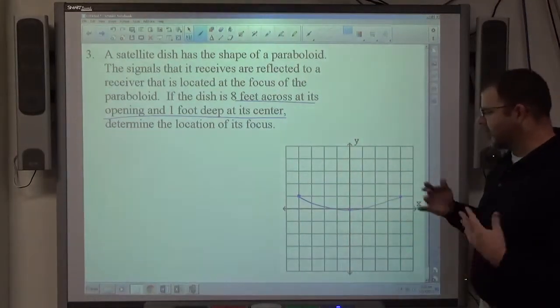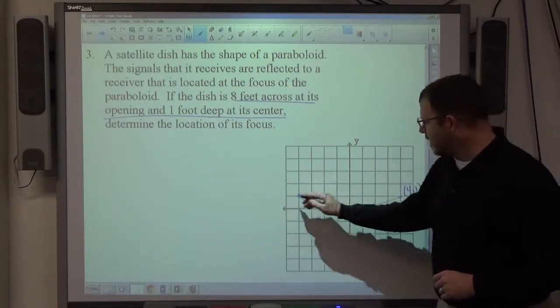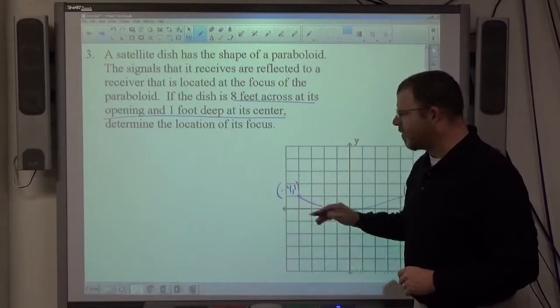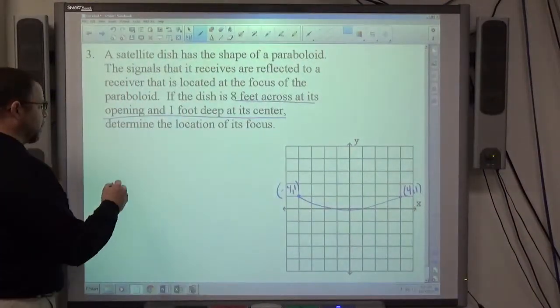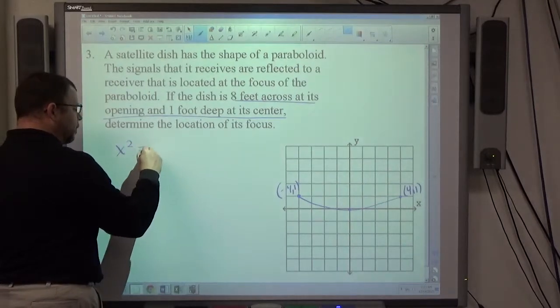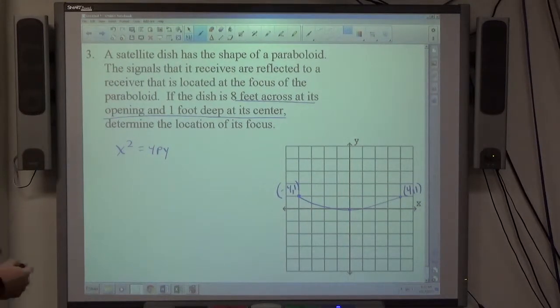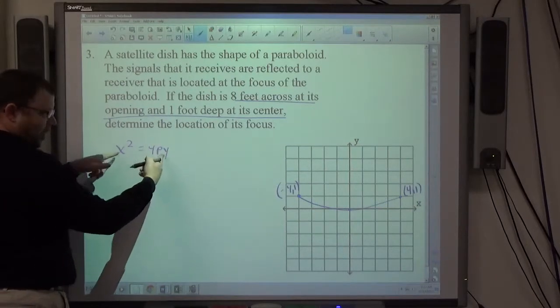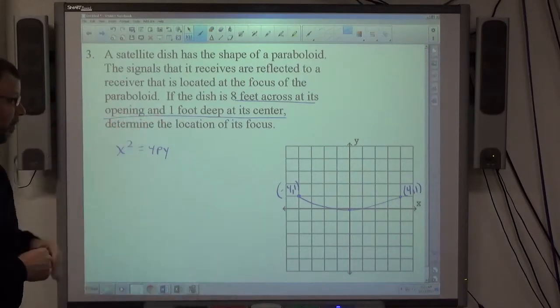I centered it at 0, 0. You should always do that. This point is 4, 1. This point is -4, 1. The fact that we have an upward turning parabola with vertex 0, 0 gets me x squared equals 4py as its equation. And once I get to this point, because again it's 0, 0, I just get x squared and y. The only thing I need to do is figure out what p is. That's what the focal point is.